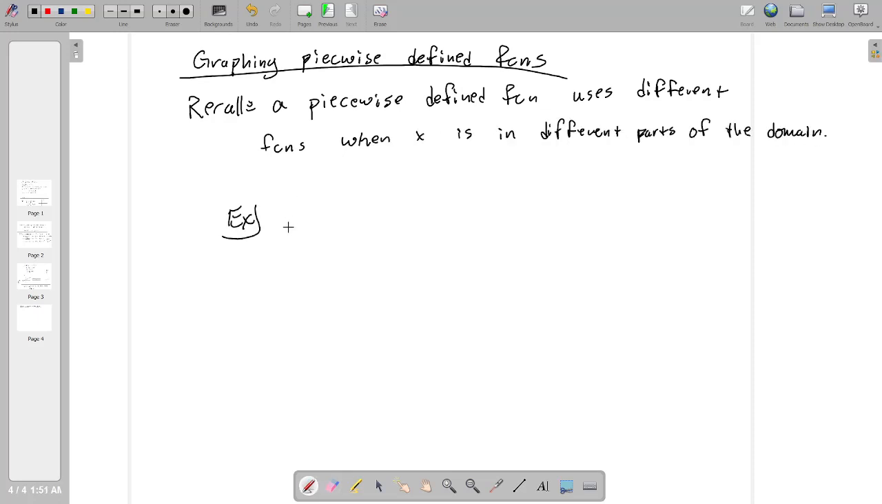As an example, we want to graph the following function. f of x is equal to square root of 1 minus x, and negative (x minus 1) quantity squared. The first applies when x is less than 1 here, and the second when x is greater than or equal to 1 here. All right, so whenever x is less than 1, we use this function. And whenever x is greater than or equal to 1, we use this function.